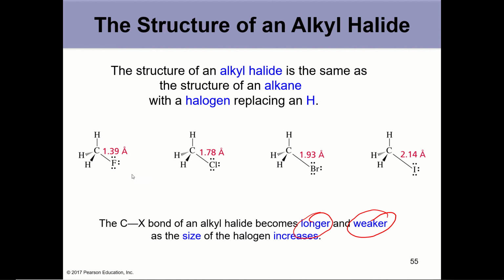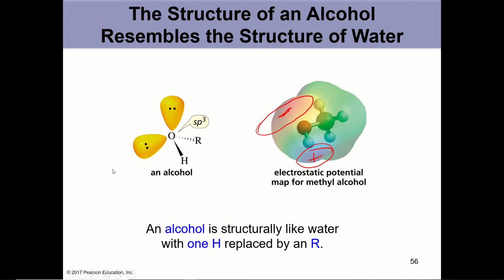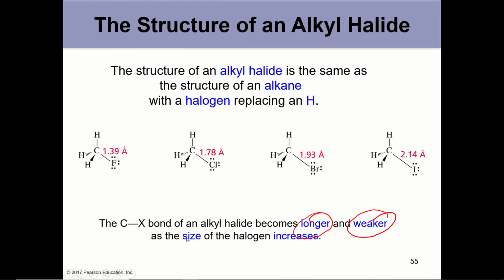The atoms are larger in size, and therefore the bonds are longer and weaker than a bond to hydrogen. As the atom size increases, the bonds become even longer and weaker. And so since fluorine is the smallest, it has the shortest and strongest bond, and iodine is the largest, so it has the longest and weakest bond.